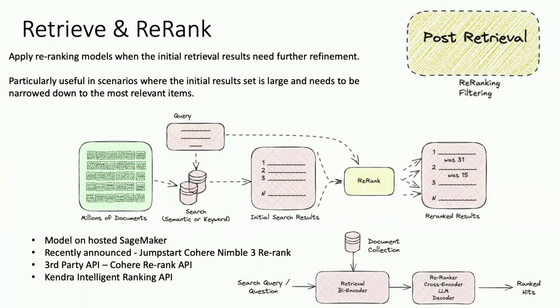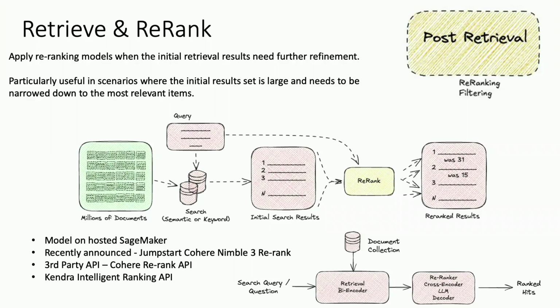But computationally, it's much, much slower than a search. So essentially, the pattern is you search to reduce down the options maybe to a couple of hundred, and then you pass those 100 into a re-ranking model. And those available in AWS today, it's quite limited. You would have to host your own model in SageMaker.